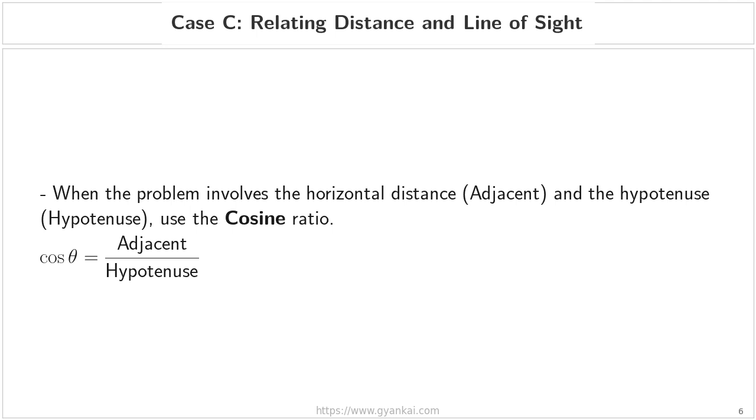Mathematically, we express this as cosine theta equals the opposite side over the hypotenuse. Wait, let me correct that. Cosine theta equals the adjacent side over the hypotenuse. So, if you see the adjacent side and the hypotenuse mentioned in your problem, cosine is your go-to tool. We will see how to apply this logic in our upcoming examples.